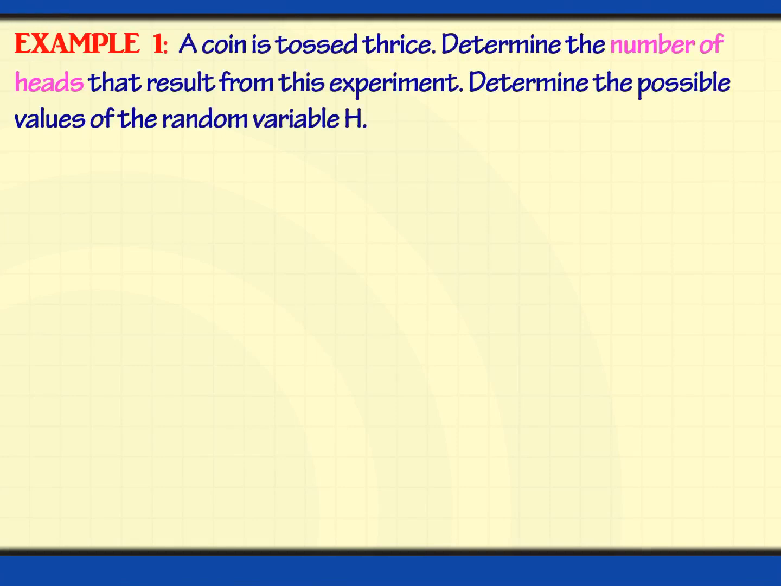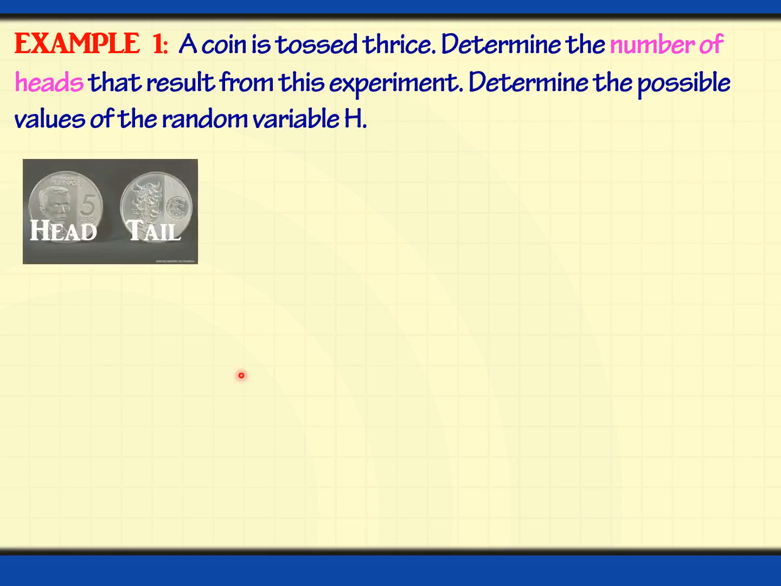Let's have an example. A coin is tossed thrice. Determine the number of heads that result from this experiment and determine the possible values of the random variable H. Okay, in our given example, our random variable is a capital letter H that represents the number of heads. So that is our discrete random variable, the number of heads, wherein it is represented by the capital letter H. Now, in tossing a coin, using the Philippine peso, we know that we have the head and the tail.